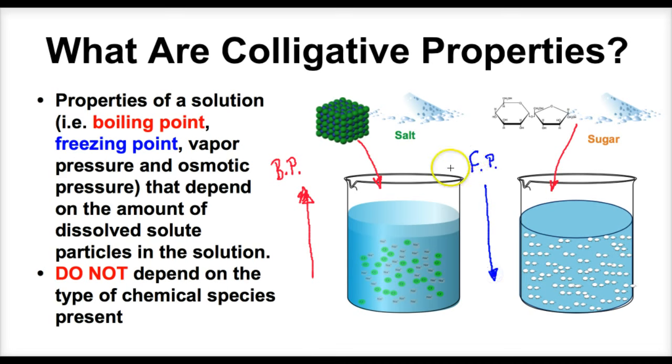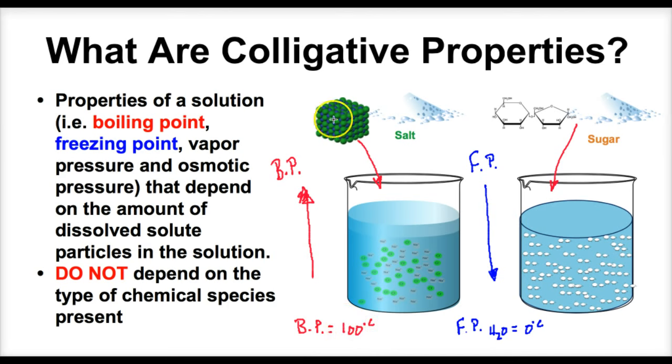So normally we know that water has a freezing point of 0 degrees Celsius, right? The freezing point of H2O is normally 0 degrees Celsius, assuming we are at sea level. The boiling point of water at sea level, or at 1 atmosphere pressure, is 100 degrees Celsius.